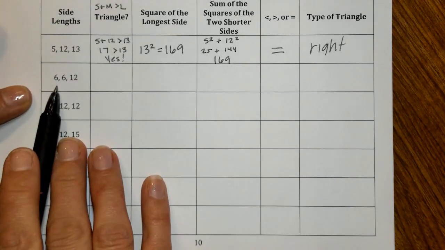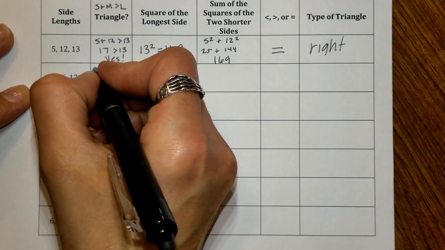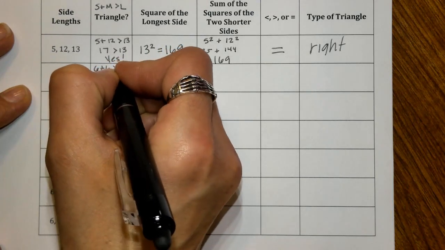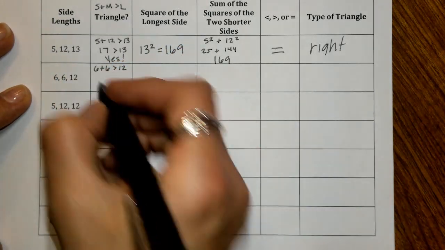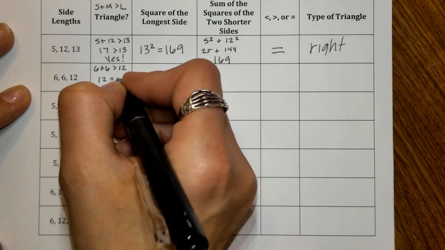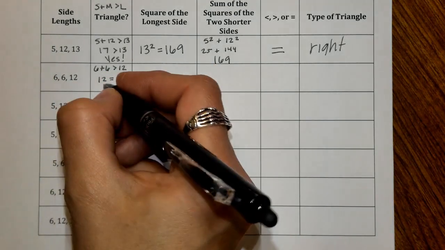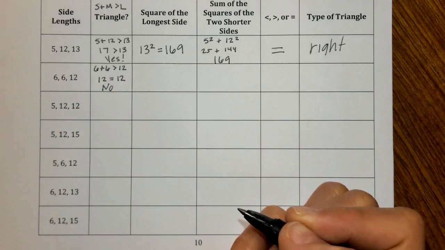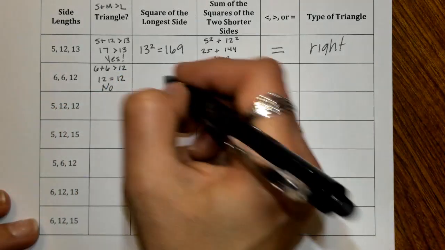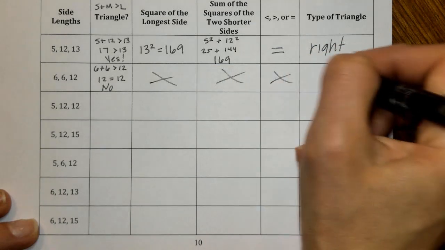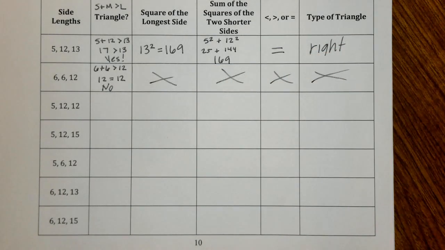Over here, the next one, we have 6, 6, and 12. So first things first, take your small and medium, compare it to your largest. We're going to find out that these are equal. It cannot be equal. Right now, this is not a triangle. So you know what you do for the rest of the columns? Nothing. If it is not a triangle, we're done. You say not a triangle, move on.